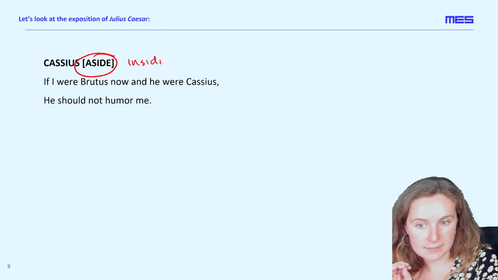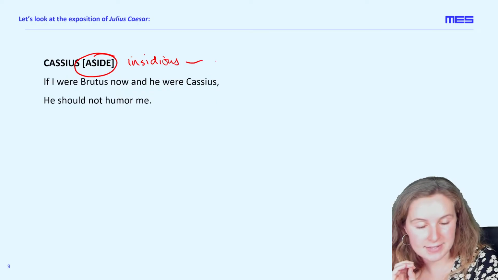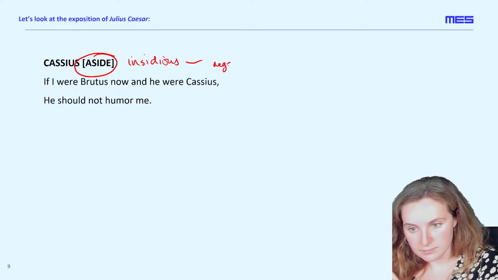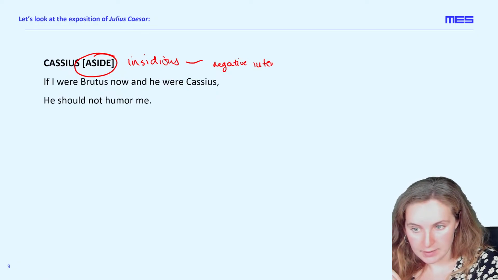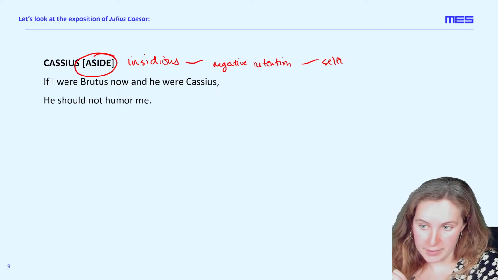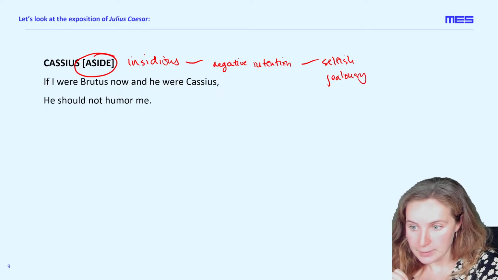And immediately it suggests Cassius's negative intentions or bad intentions. That this is something selfish, right? That this is something fueled by jealousy or fueled by power.